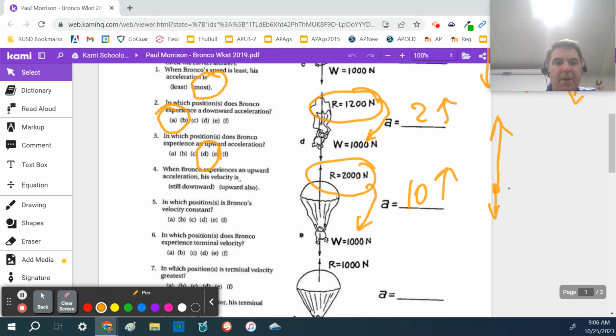Okay, when Bronco experiences an upward acceleration, his velocity is still downward. I mean, come on, think about this. Is his velocity ever going up? Is he ever going back up into the air? No, he's slowing down.